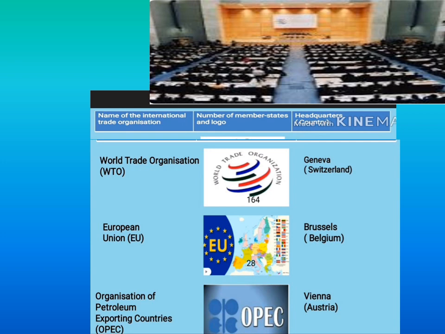The third organization is the Organization of Petroleum Exporting Countries, OPEC. Number of member states is 13. The headquarters is in Vienna, Austria. The aims are controlling the international trade of crude oil, controlling the rate of crude oil production among member states, and maintaining consensus in oil export. So this is the aim of this organization.